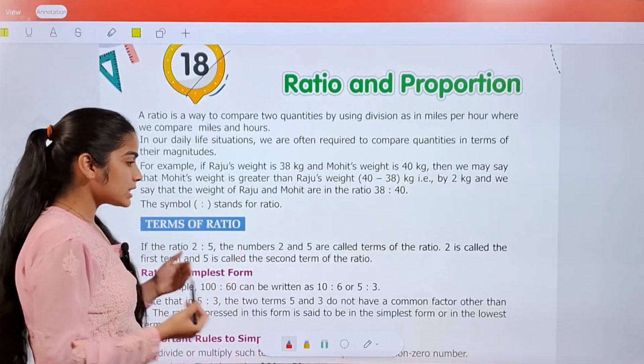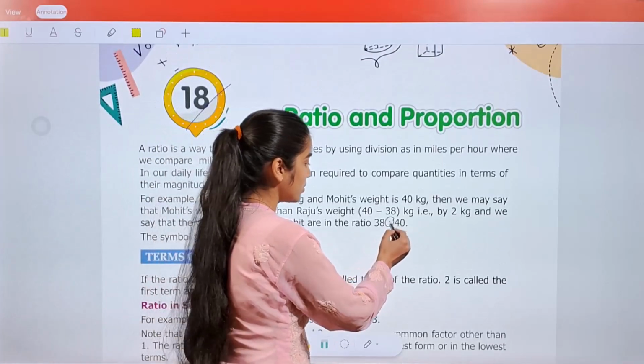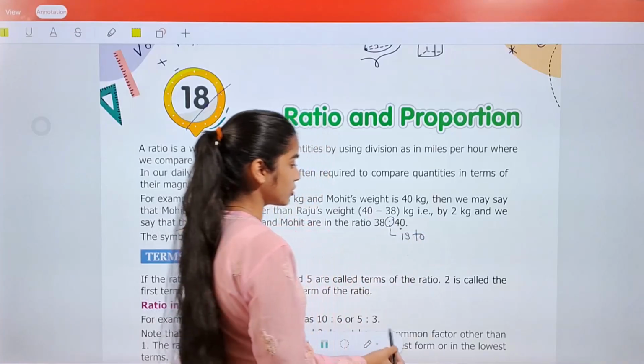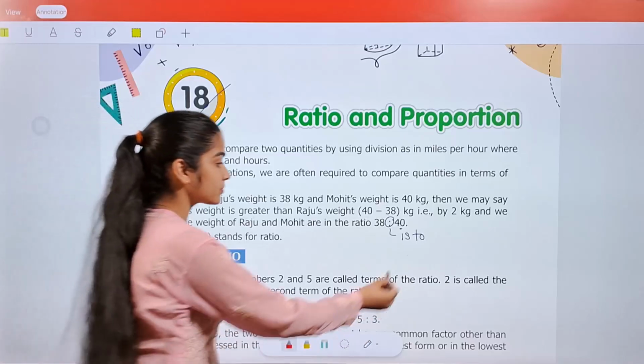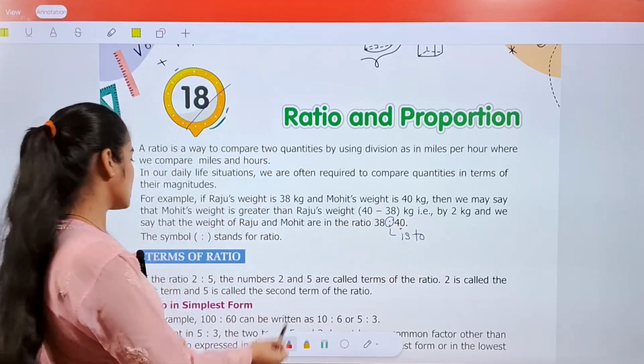38:40. How will you read it when we have a ratio? This sign refers to "is to", and we can say this is the sign used for the ratio. And how do we have to read this term? 38:40. This is the correct way to read out this term.